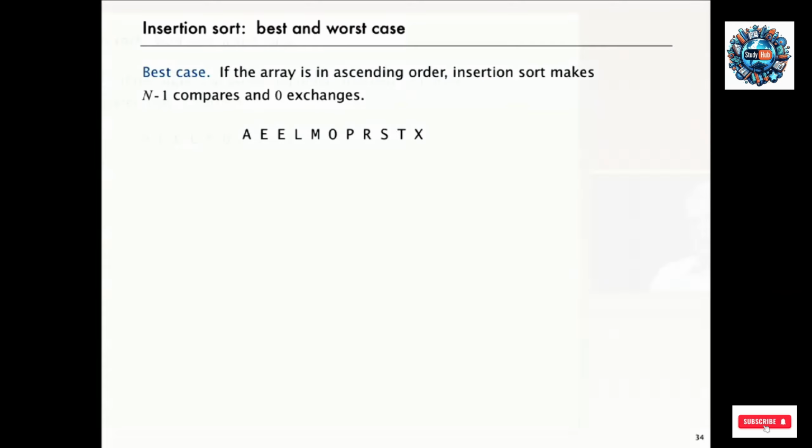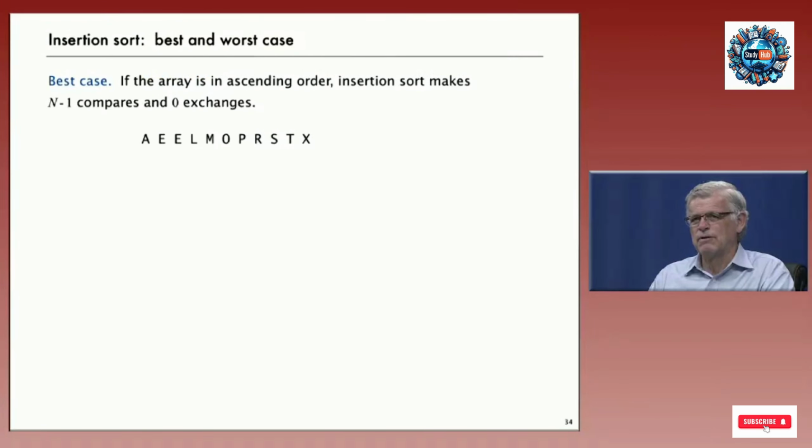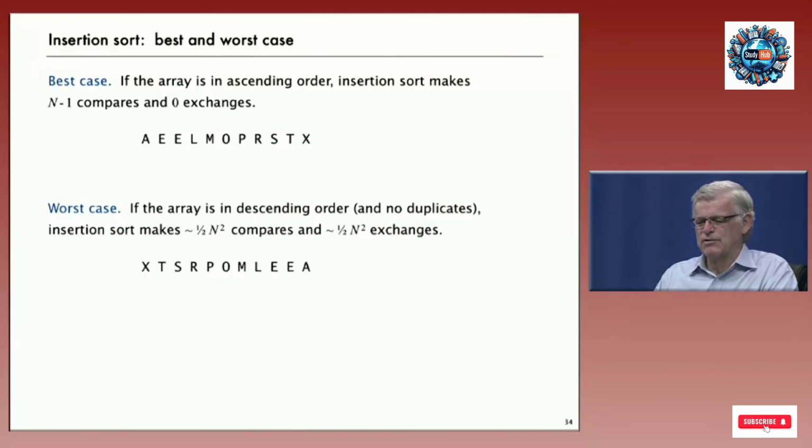Now, insertion sort does depend on the initial order of the data. Let's look at the best case and the worst case, which are certainly outliers. If the array happens to be already sorted, all insertion sort does is really validate that. Each element has got smaller elements to its left, so it does no exchanges. It gets the sorting job done with just n-1 compares. On the other hand, if the array is in descending order and has no duplicates, then every element goes all the way back. It makes n squared over 2 compares and n squared over 2 exchanges.